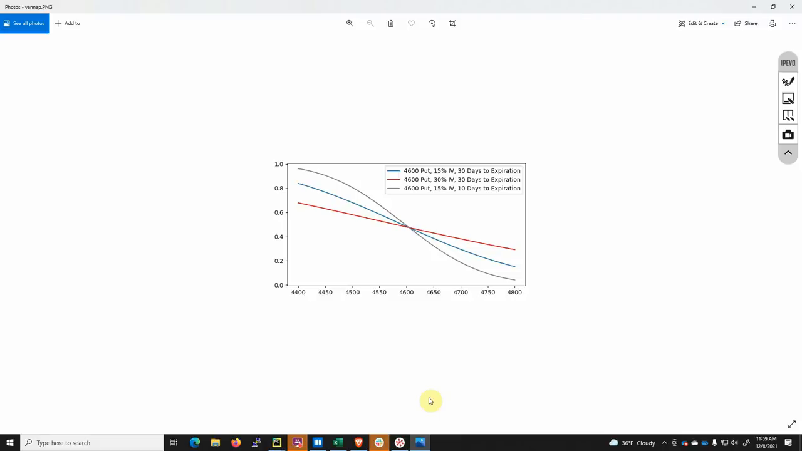Now, what we've plotted here is a 4,600 put in blue with a 15% implied vol and a 4,600 put with a 30% implied vol. We're going to assume that you understand the concepts of delta neutral and implied volatility, at least a rudimentary understanding of those concepts. If not, you may want to pause and go check out some other videos or explanations of those topics.